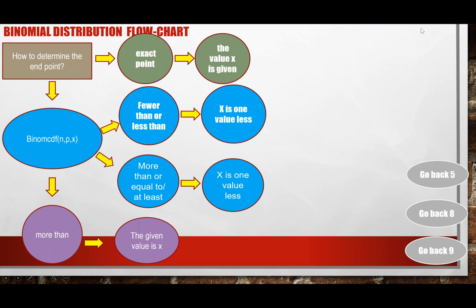How to determine your endpoint. If you read a question, the most important thing in terms of statistics is to analyze what information they give you. You have to ask yourself what kind of information they're giving us, and what kind of information I can gather so that I can use it in my problem.